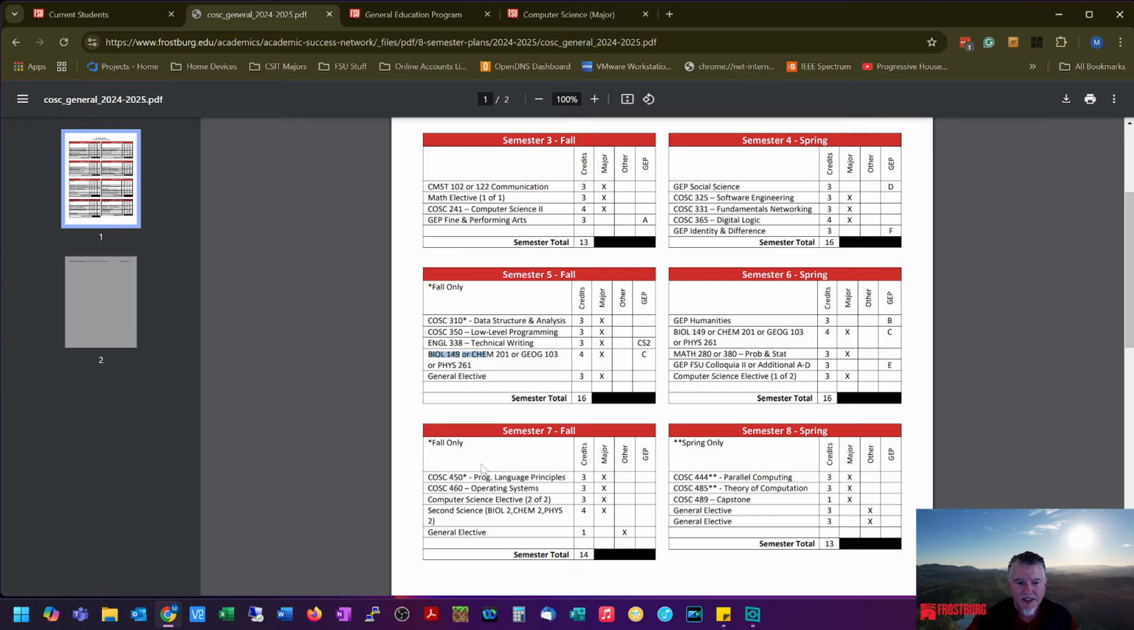Most everything is in alignment. We keep these up to date. So a single star means fall only. It's a fall only class. Make sure you're paying attention to that. That's also going to be listed in PAUSE. When we get into that later, you're going to see that that's listed in PAUSE. It's going to tell you exactly when it's offered. And it's also going to talk about the prerequisites.